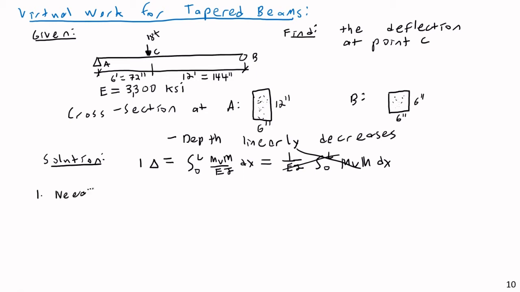Need moment of inertia as a function of x. I as a function of x. Now, the first thing to do will be to get the beam height as a function of x, and then once you have that, we can very easily calculate the moment of inertia.